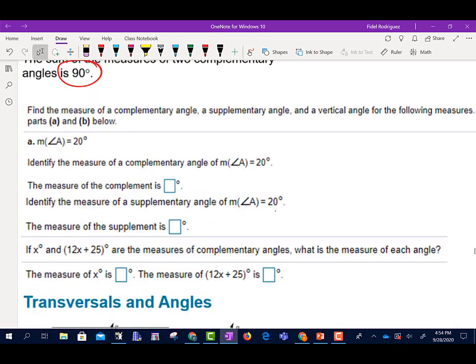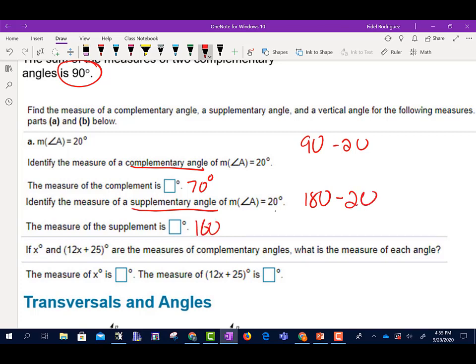Okay, so the directions for this first problem say find the measure of a complementary angle, a supplementary angle, and a vertical angle for the measures of parts A and B below. So it says the measure of angle A is 20 degrees. So the complement, remember the complement means they're going to add up to 90. So I'm just going to say, what's 90 minus 20? This would be 70 degrees. Supplementary angles means they add up to 180. So I'm going to say 180 minus 20. This is going to be 160 degrees.